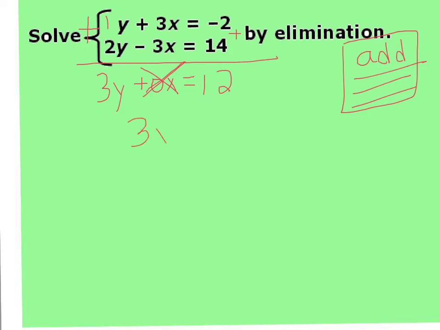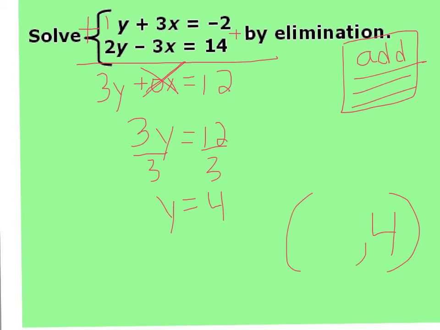Now we're left with 3y equals 12. Pretty easy from here on out. So we're going to divide both sides by 3, and we get y equals 4. Remember, our answer is an ordered pair, so I'm going to write 4 in the spot of the y. Now, just like last time with substitution, I need to take that 4 and put it back into one of the equations. So I'm going to put it into the top equation.